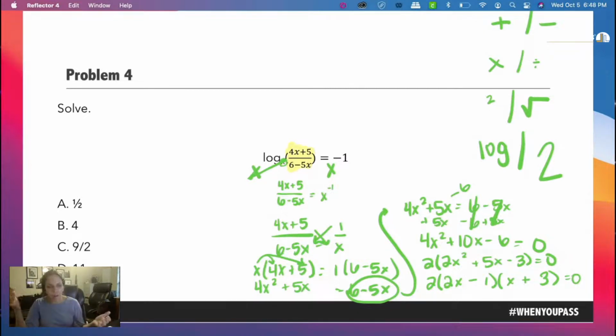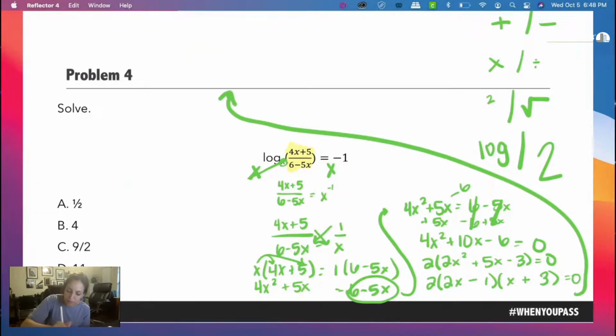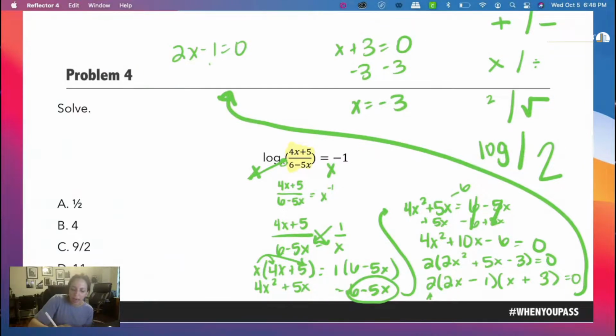Now, remember, I'm trying to find x. So I'm going to bring this up here because I've run out of room again. This 2 all of a sudden becomes not useless, but I don't need it to solve this right now. I have 2x minus 1 equals 0, and I have x plus 3 equals 0. Subtract 3 from both sides, x equals negative 3. Add 1 to both sides. 2x equals 1, x equals 1/2.